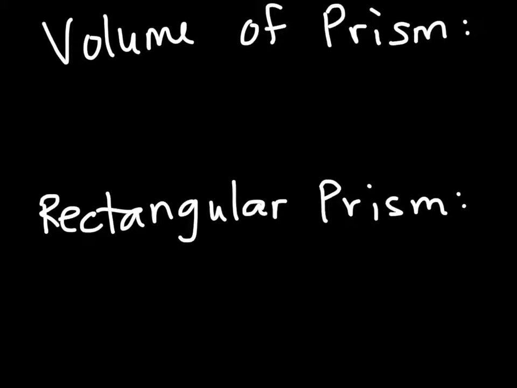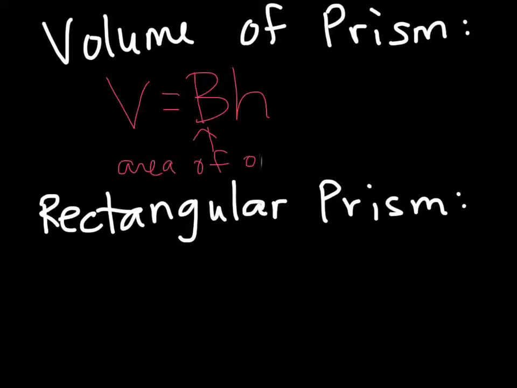So when we talk about finding the volume of a prism in general, any type of prism, the general formula is we use a capital B times H. And this capital B is representing the area of one base. And so if we can find the area of that one base, no matter what shape it is, then we multiply it by the height.